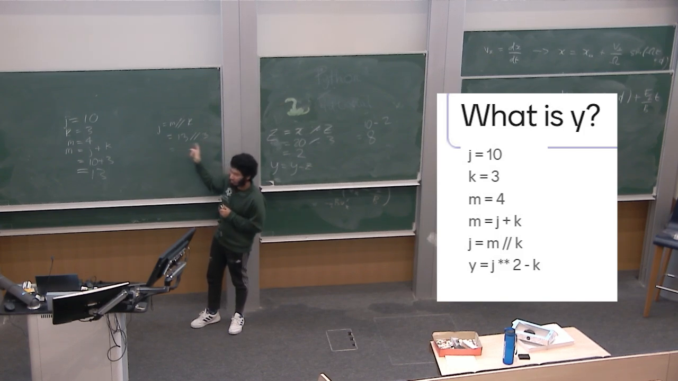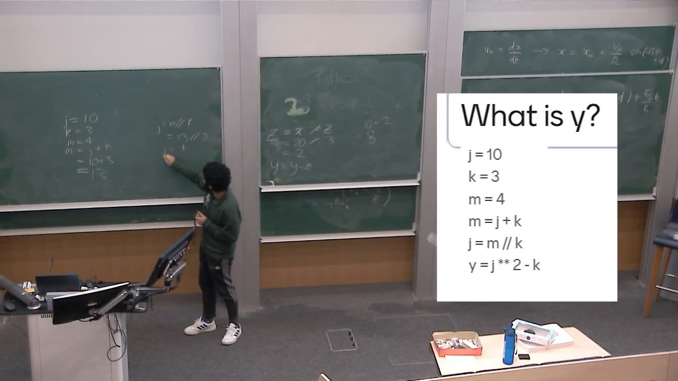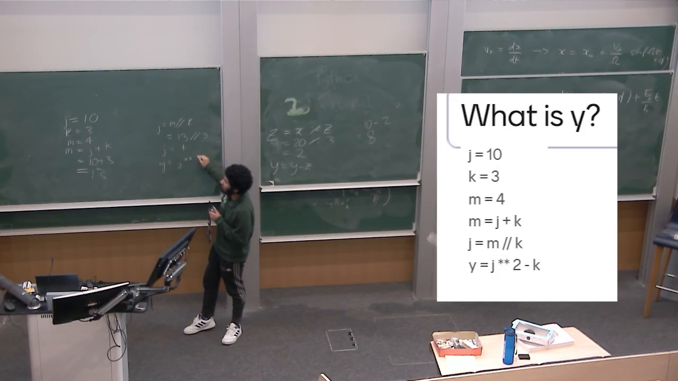Okay, so 13 divided by 3 would normally be 3.3 recurring. Sorry, not 3.3, 4.3 recurring. So it's just going to be 4, because 3 goes into 12. Okay, so j is equal to 4. And then we have y is equal to j asterisk 2 minus k.